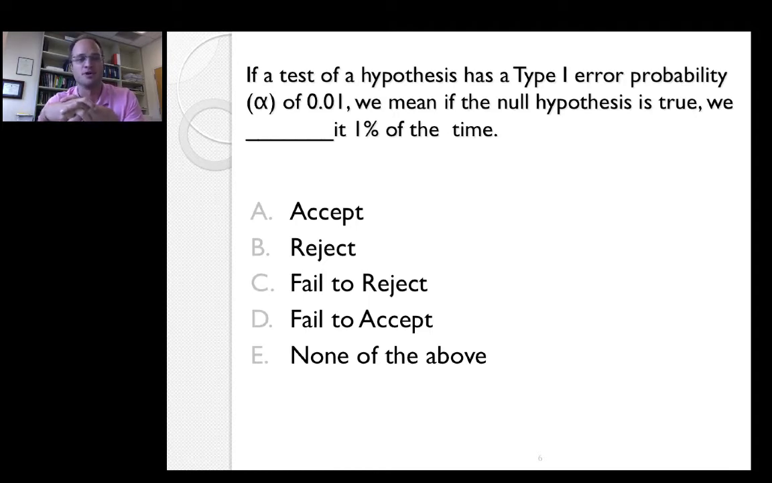A multiple choice question here. If a test of a hypothesis has a type 1 error probability, alpha, of 0.01, we mean if the null hypothesis is true, we blank at 1% of the time. We know a type 1 error is rejecting something that's true, and so the answer would have to be B here.